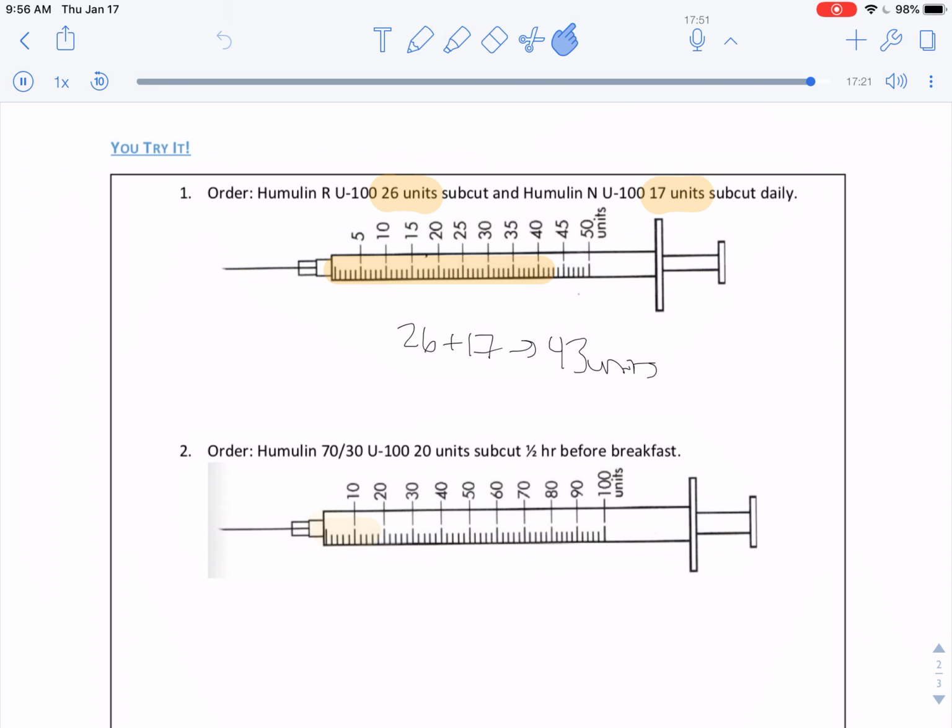Right there. And then now we're going to do a similar thing with the other problem, where we just simply fill in what's needed for the actual dosage of Humulin 70/30 U100, 20 units subcut half an hour before breakfast. Now we just have to simply shade in to 20.